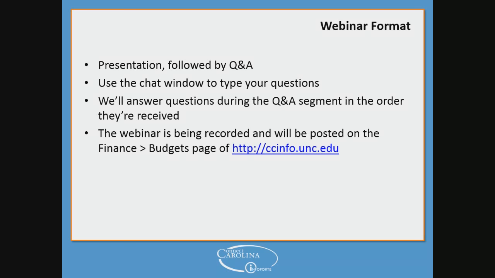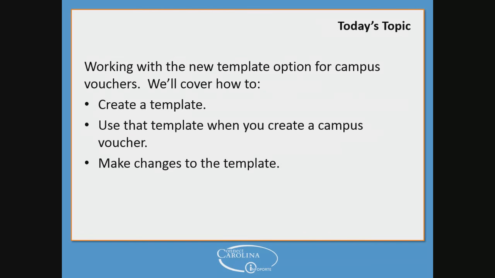So that being said, a little housekeeping out of the way, let's get started. Today's topic, we're going to talk about the new template option for campus vouchers. And basically there's three different parts of that. We're going to talk about how to create the template, how to use a template to create a campus voucher, and how to make changes to the template. Going into this, we're assuming that you have a certain bit of knowledge already of using the vouchers. So we're not going to go into how to create a full voucher, just how to apply the template.